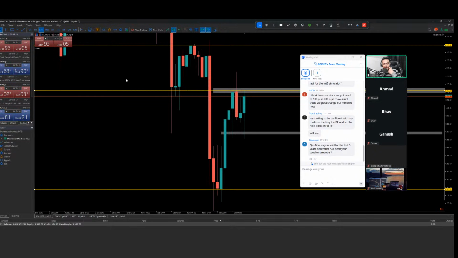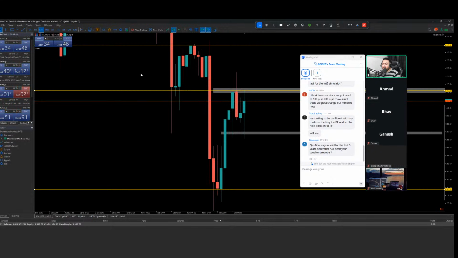As you said, for the last 5 years, the summer has been your toughest month. Not my toughest month. It will be toughest for everyone around the world because there's no volume. It's not a toughest month, I would say. It's a time to spend with your family or go on some holiday. So yeah, someone secured 35 pips. Wow, very nice.